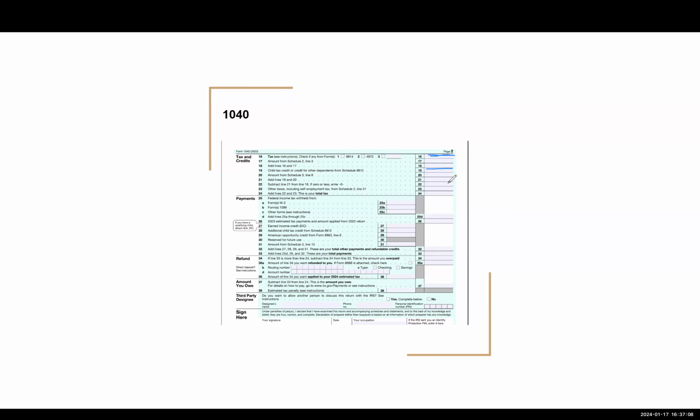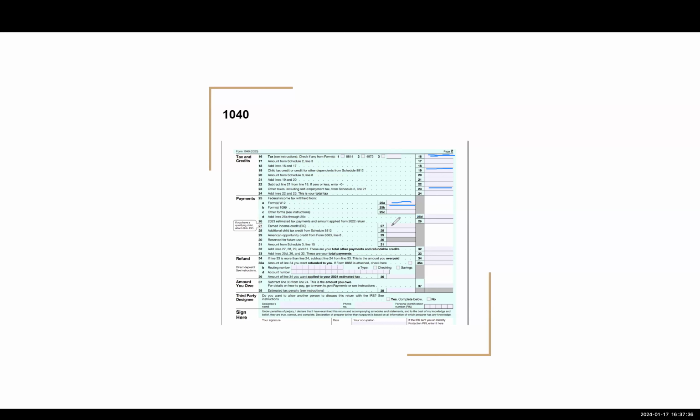If you have self-employment tax, it would go here. Self-employment tax is what you owe if you're self-employed, right? If you had any withholding, the federal tax withheld on your W-2 would go here. If for some reason you're a 1099 person and they withheld taxes from your income, it would go there.